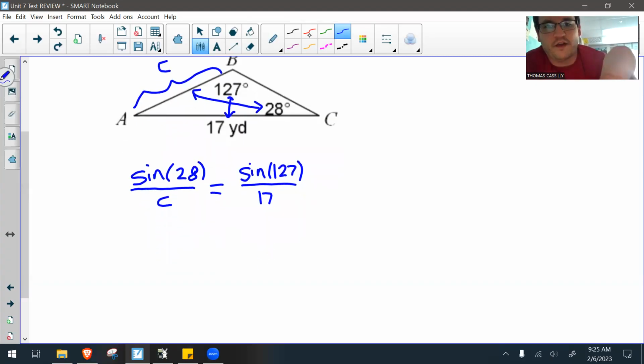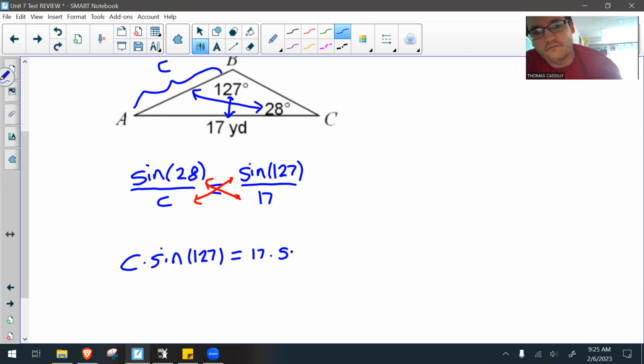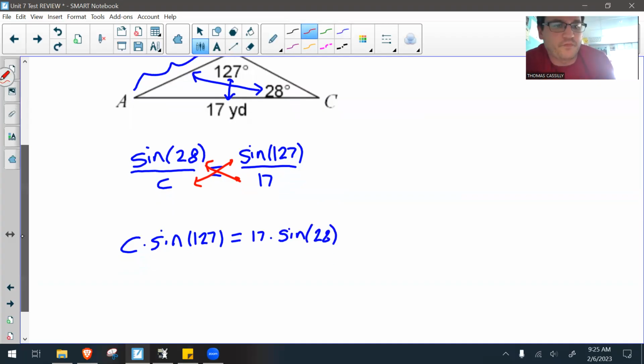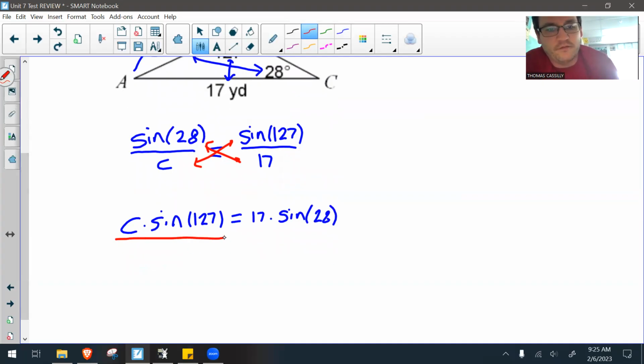All right, so just like last time, we're going to go ahead, cross multiply. So we have C times the sine of 127. That equals 17 times the sine of 28. All right, now again, we are solving for C. And the only thing that's keeping C from being by itself is the sine of 127. So we need to divide both sides by the sine of 127.